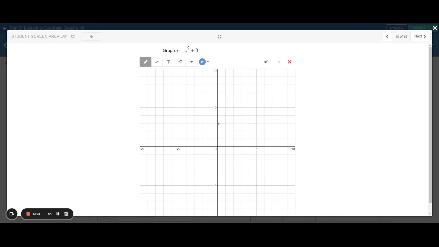So I'm going to put a 1 in there. What's 1 squared? Well, 1 plus 3 is 4. So when I put a 1 in there, I get a 4. And then I mirror image it over to the other side. And so these two dots need to be equal distance from the vertex.